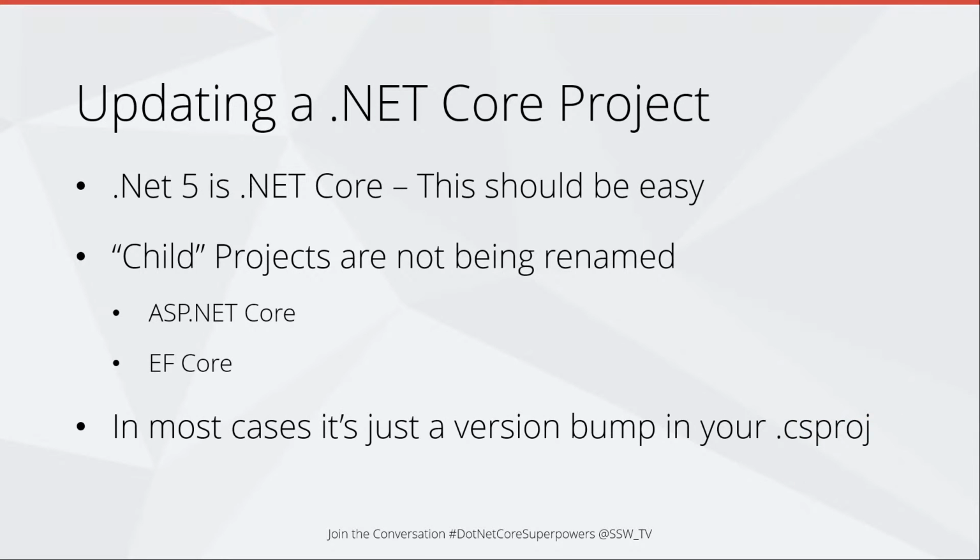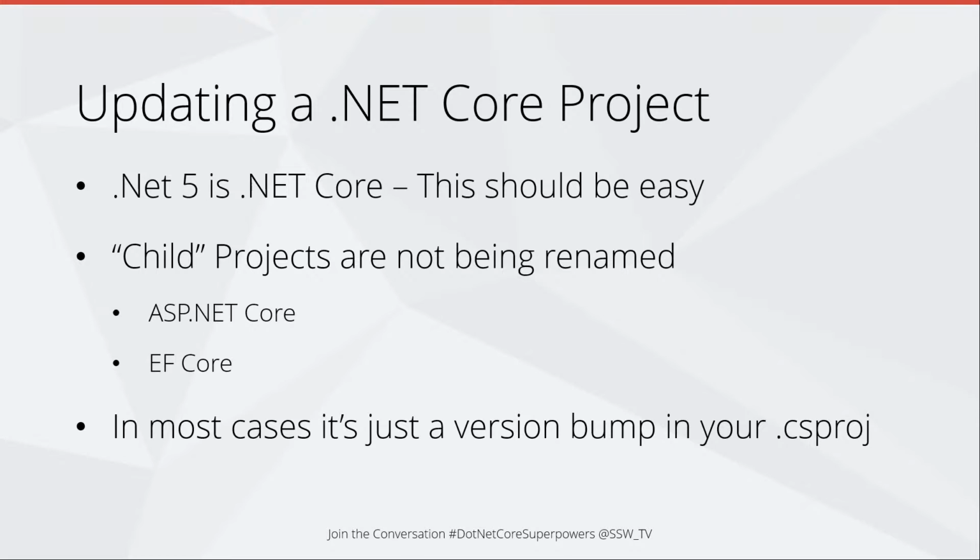Another thing to point out is the sub-projects, the child projects. They're projects in their own right underneath .NET, such as ASP.NET Core and EF Core. Those are not being renamed. They're going to get a new version. They're going to have a V5 version in sync with the .NET platform, like they've had V3.1 or V2.2 versions in sync with .NET Core. But they're going to keep their Core names. And that's interesting because I think that's the right move, because they're not changing significantly and they're just getting version bumps.